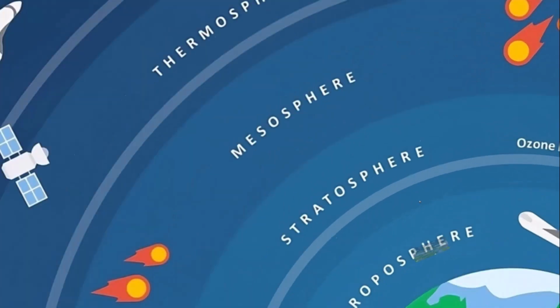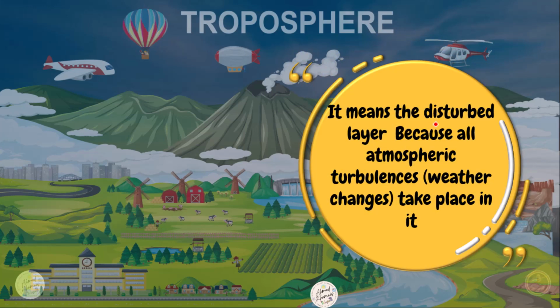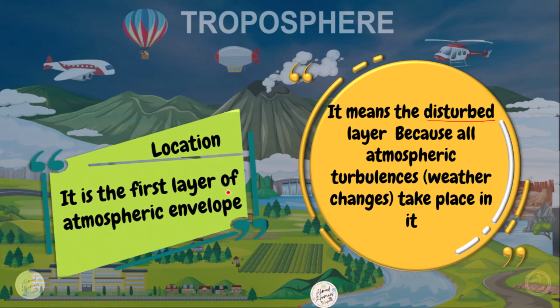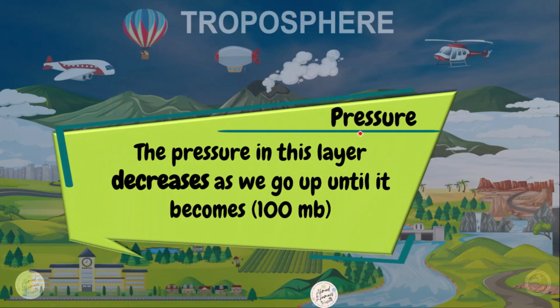First, troposphere. It's the first layer in the atmospheric envelope, and it means disturbed layer. Troposphere means disturbed because all the atmospheric weather happens in the troposphere. It has 13 kilometer thickness. The pressure in this layer keeps decreasing as we go up until it reaches 100 millibar at the top of the troposphere layer.